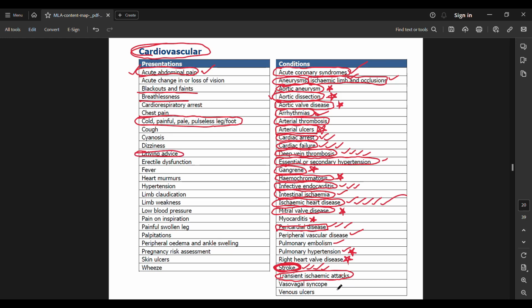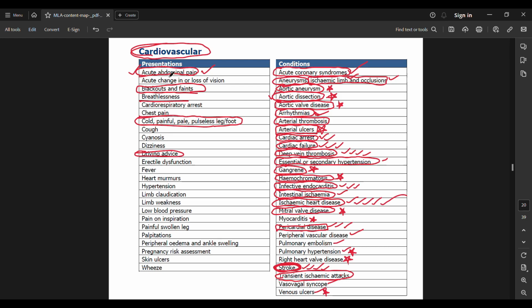And next you have vasovagal syncope, right? Blackouts, faints, right? Maybe postural hypotension, maybe part of arrhythmia, maybe hemophobia, so phobia of blood, phobia of needles, whatever. So vasovagal syncope. Usually this patient is just fine, you just have to counsel them. Next you have venous ulcers. Make sure you learn how to examine these patients and how to manage these patients.